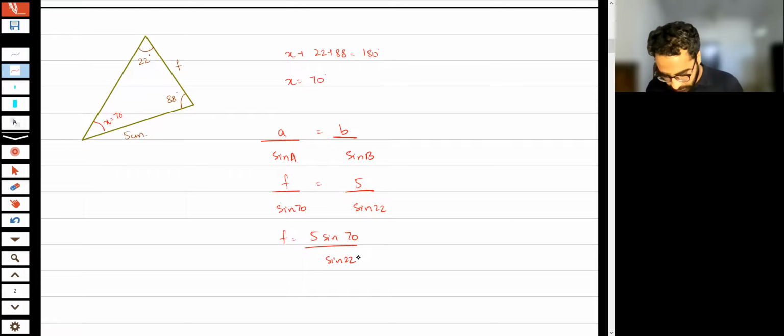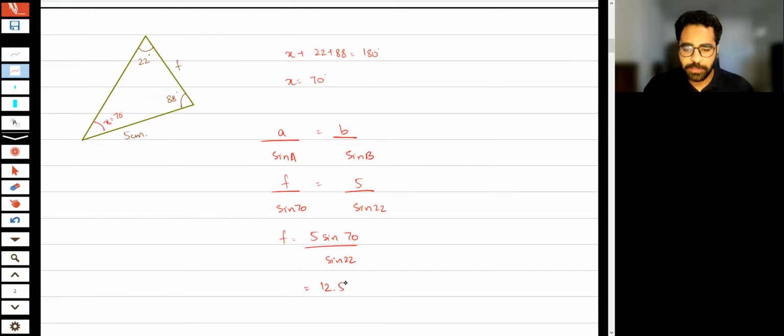And what is the answer that I get? 5 sine 70 over sine 22 is 12.54. We'll take 12.5 centimeters.